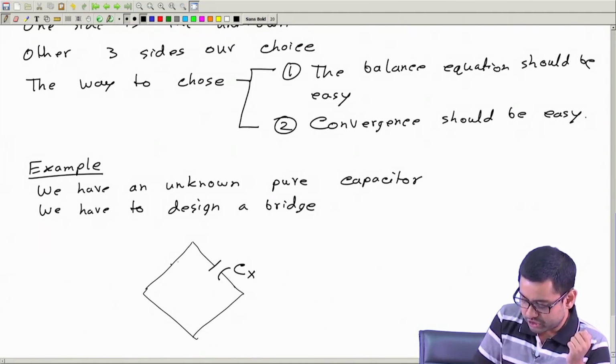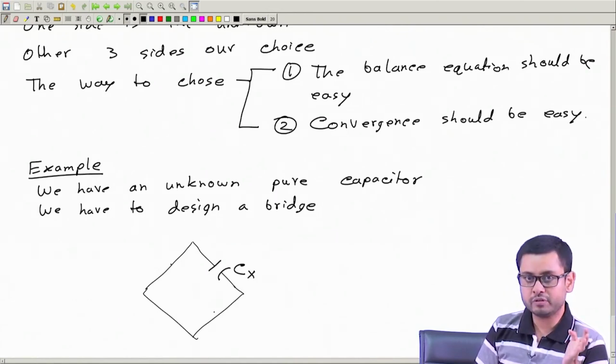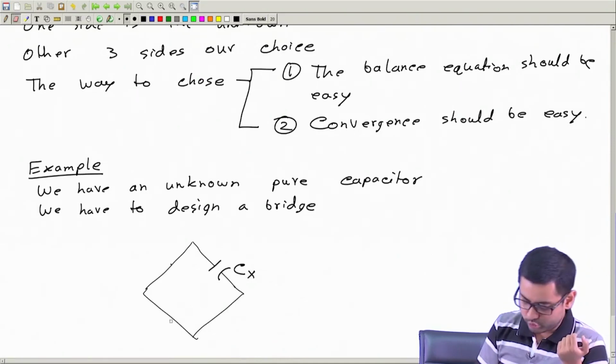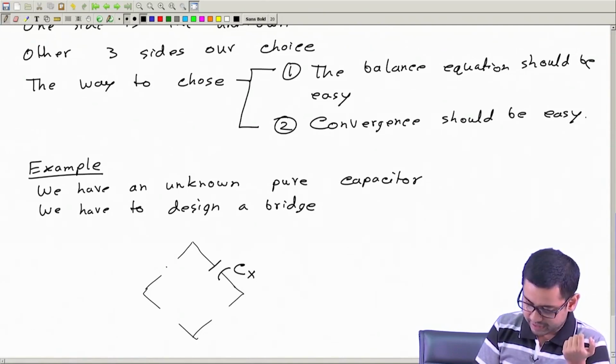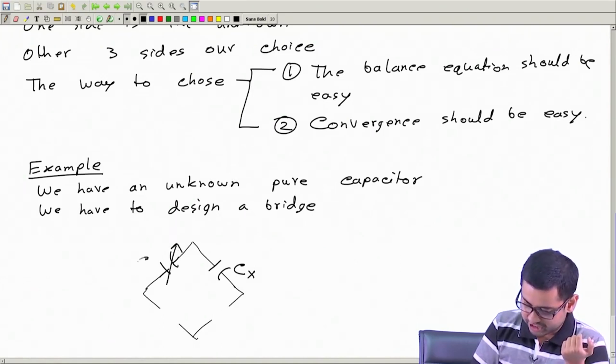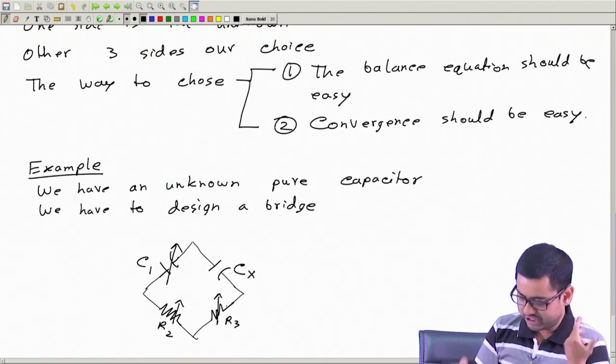Now the question is what to put in the other 3 branches. That is our task, and we will do it in a way whichever is easiest. And I feel the easiest way could be this: just put a variable capacitor here, this is variable C1, put a resistance R2 variable, put a resistance R3, this can also be variable.